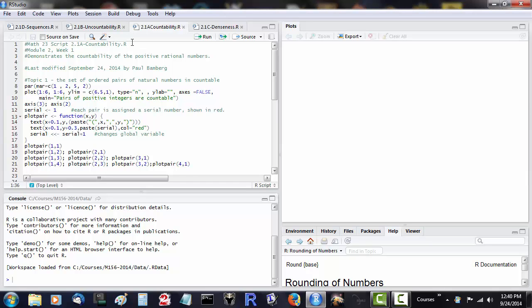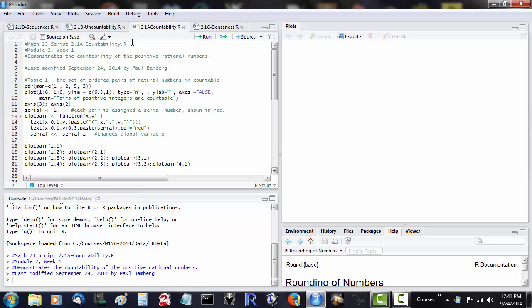This is Paul, and in this script I plan to do a pair of classic proofs of countability of infinite sets. Let's start with the set of ordered pairs of natural numbers. An example of such a pair is 3, 2.